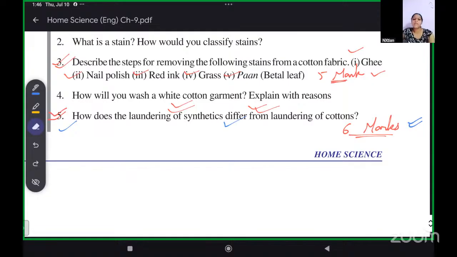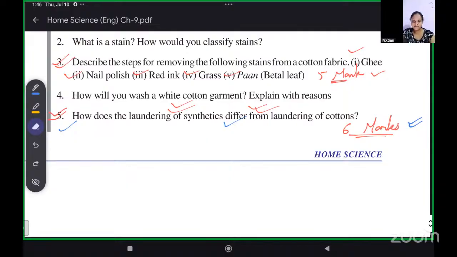Okay, Megan. Ironing also, you can put a separate scope point for ironing, and then write about ironing if you want to.